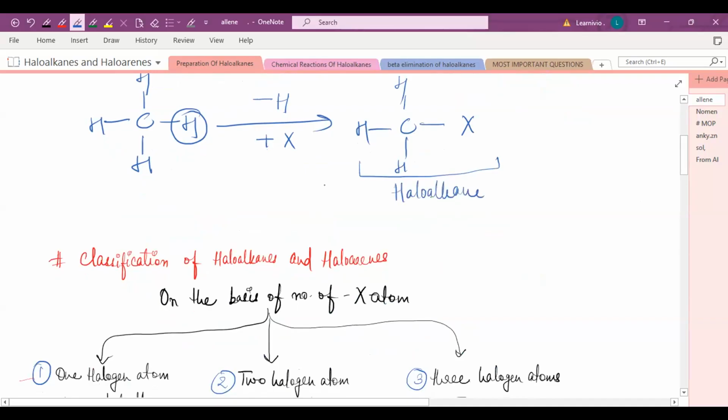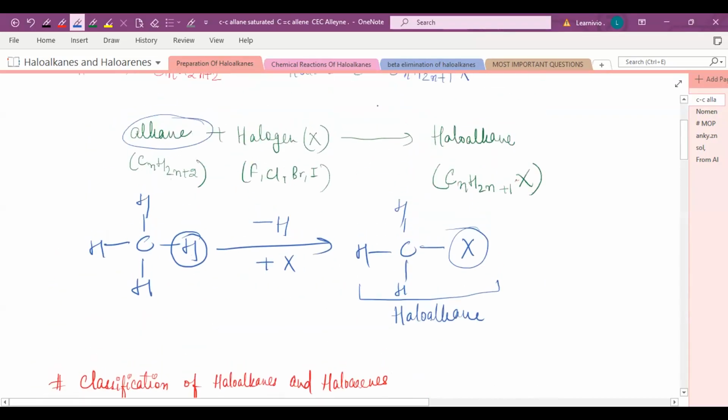haloalkane. Okay, so basically what is haloalkane? It's a substituted product of alkane by the halogen. Okay, so basically how do we obtain the haloalkane? It's obtained by the replacement of a hydrogen atom of an alkane by a halogen group or halogen atom, right? So this is known as haloalkane. Clear? Yes, ma'am.